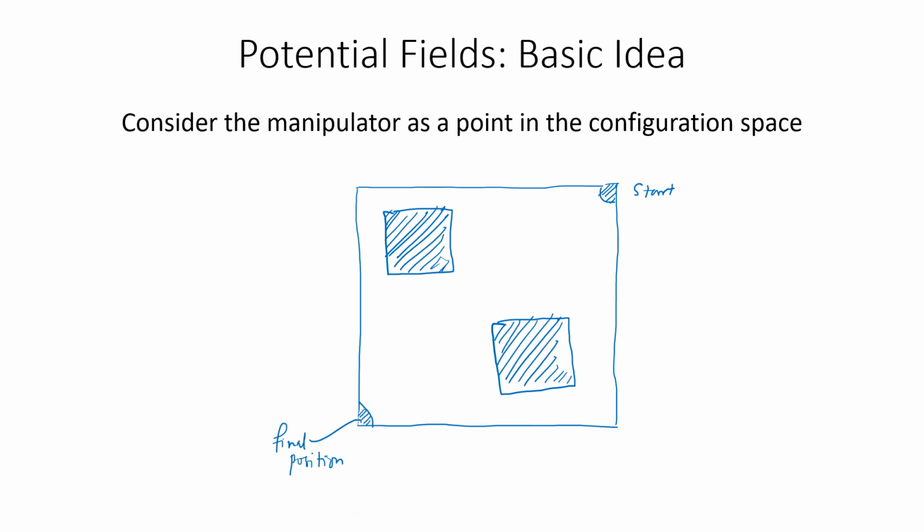So let me quickly write those labels as well. So these are obstacles, and this is obstacle as well. So this can be number 1, and this can be obstacle 2. And you wish your robot to move from start to the final position. So this is the starting task.